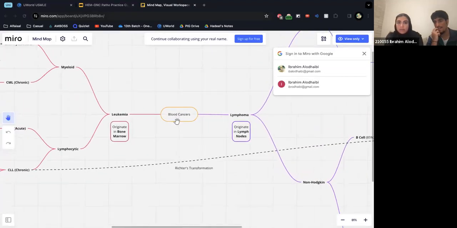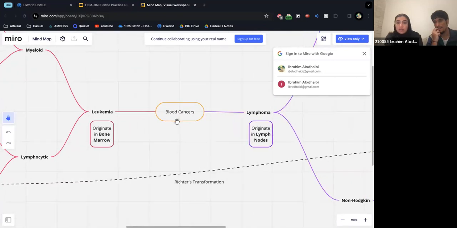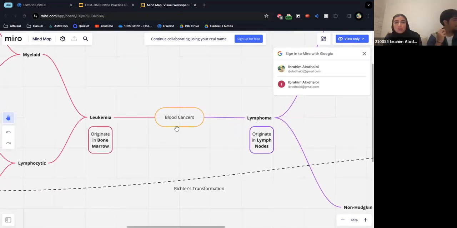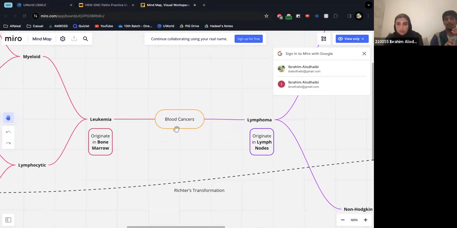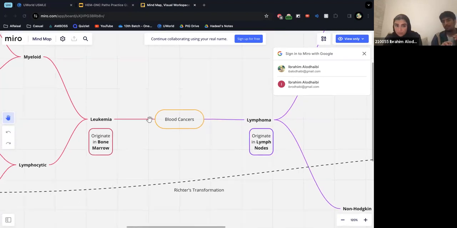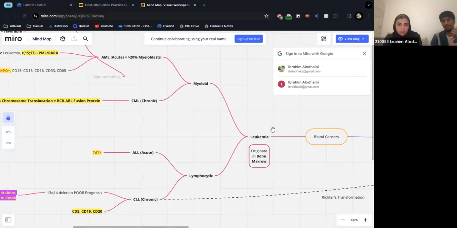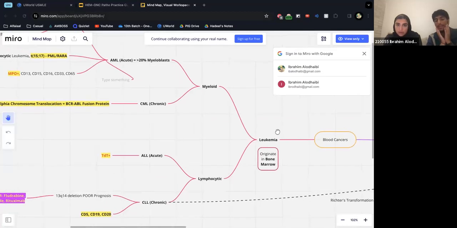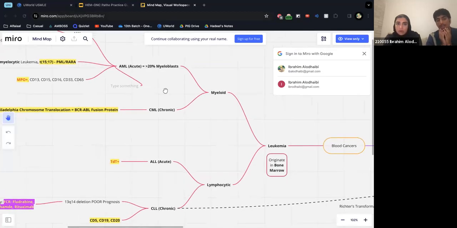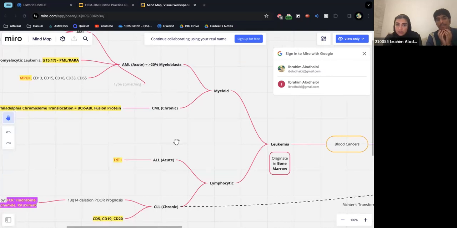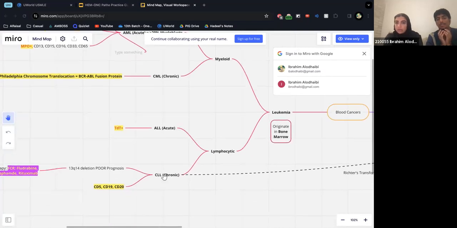So, blood cancers, you guys know that you have leukemia and lymphoma, and sometimes there's a confusion of what's the difference in terms of where they're coming in the body. Leukemias originate in the bone marrow, lymphomas in the lymph nodes. So let's go for leukemias first. You've got 2 types, myeloid and lymphocytic leukemias, okay? So from your myeloid, you've got your acute and your chronic. For lymphocytic, acute and chronic, pretty straightforward.